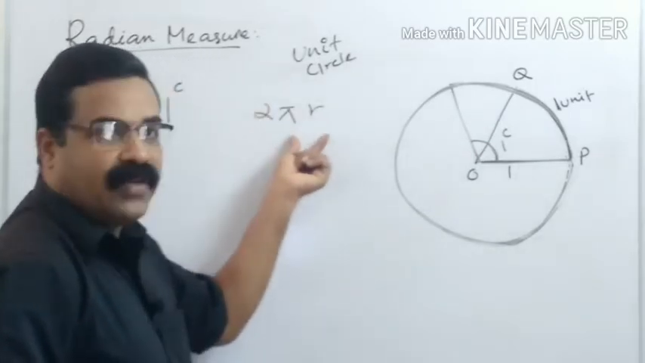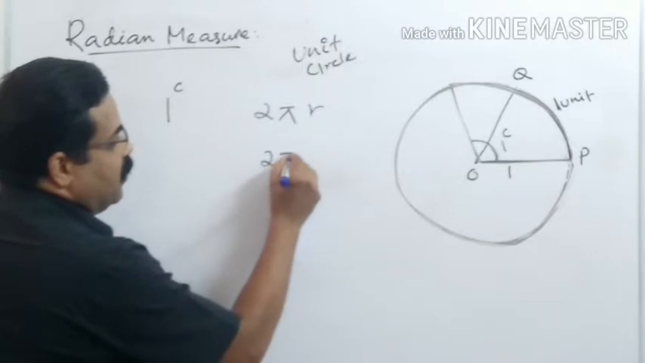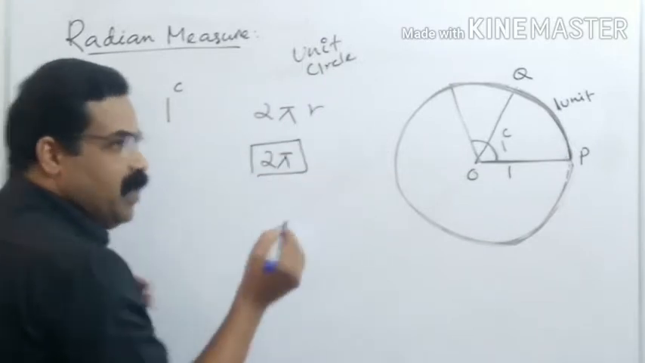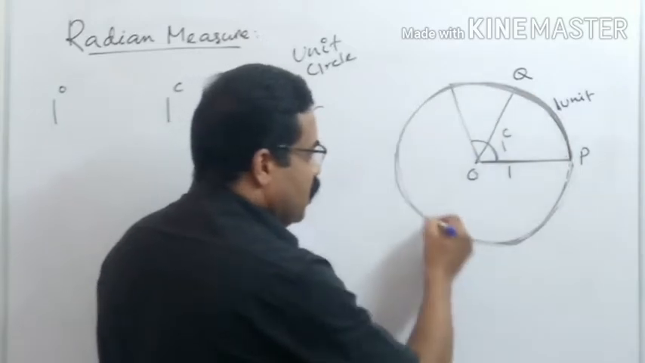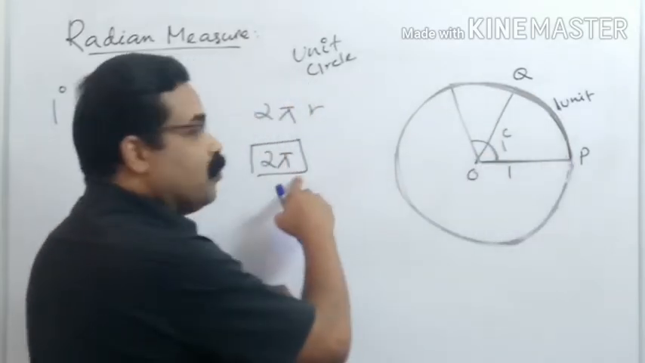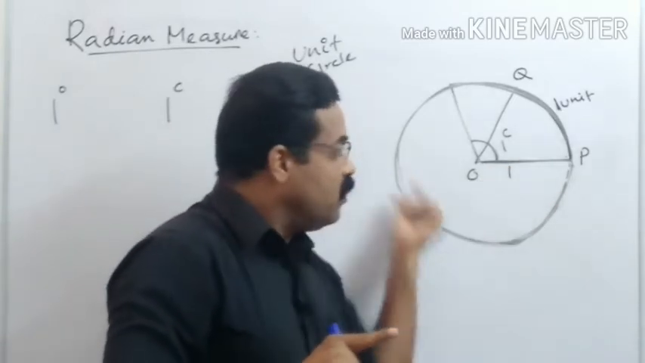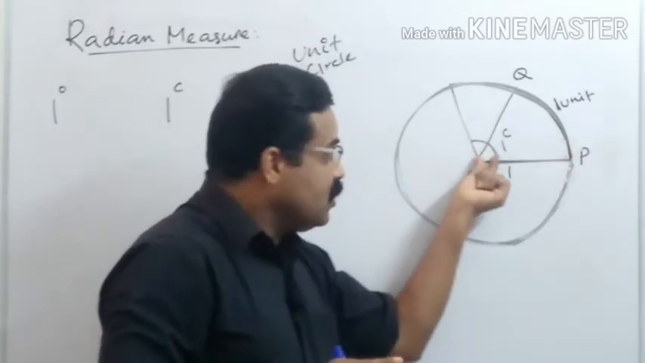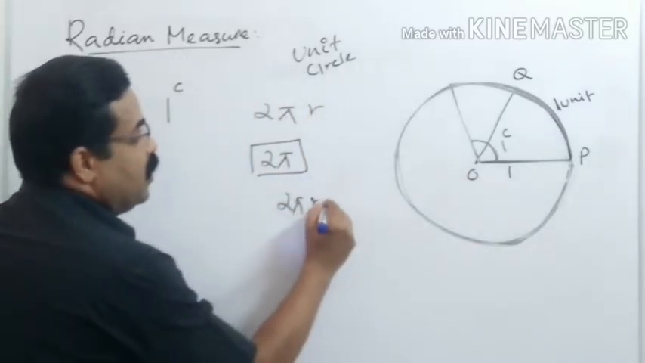So what will be the circumference? Circumference will be equal to 2 pi into 1, that means 2 pi only. So when you complete one full rotation, the arc length will be equal to 2 pi. That means in a unit circle, when you complete one full rotation, the angle subtended will be 2 pi radians.